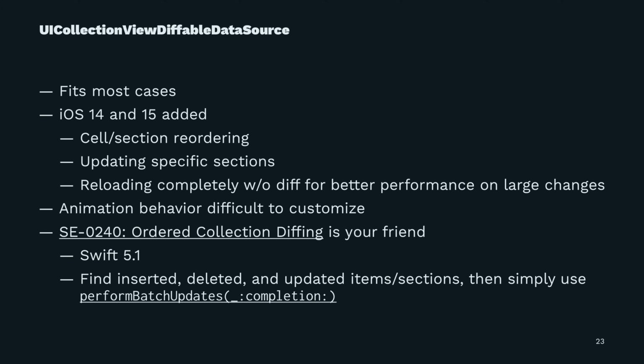One minus of diffable data source is that very specific animation behavior can be difficult to implement, which means that it might not be the best choice for those cases. In such cases, you can use ordered collection diffing, a new API in Swift 5.1. Well, I don't know if you call it new anymore.